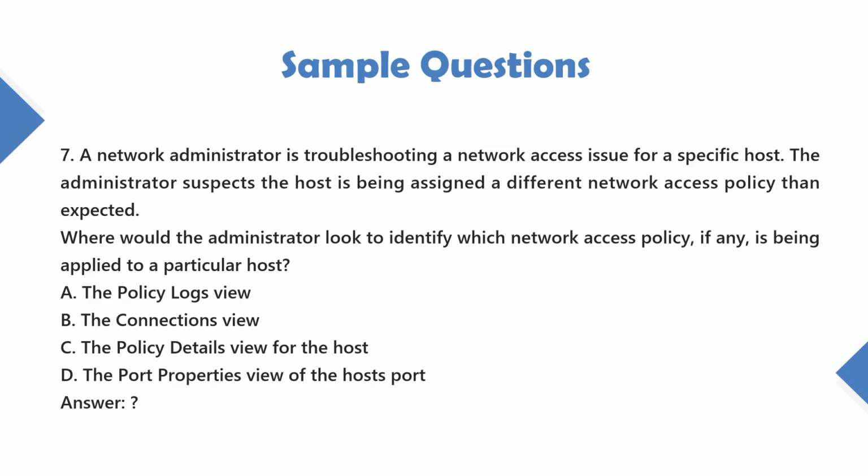7. A network administrator is troubleshooting a network access issue for a specific host. The administrator suspects the host is being assigned a different network access policy than expected. Where would the administrator look to identify which network access policy, if any, is being applied to a particular host? A. The policy logs view. B. The connections view. C. The policy details view for the host. D. The port properties view of the host's port.